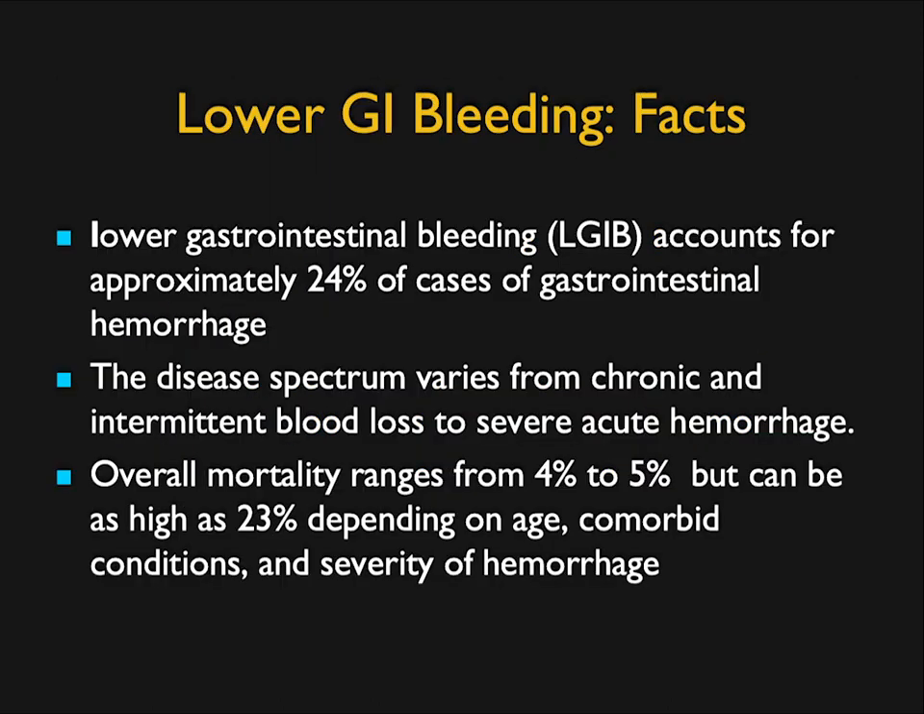And this idea of GI bleeding is very important. Lower GI bleeding accounts for about 24% of cases of GI bleeding. The disease spectrum varies from chronic and intermittent blood loss to severe acute hemorrhage. Mortality goes from 4 to 5% typically, but can be as high as 23% depending on some of the other factors within the patient.